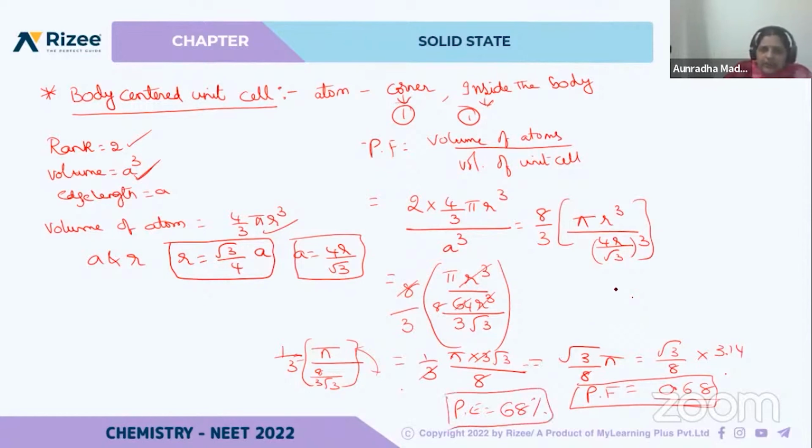So next step is void. How much void is present? So how much space is left? That is equal to 100 minus 68%, so that is 32%. Void left in case of body-centered unit cell is 32%. This is about body-centered unit cell.